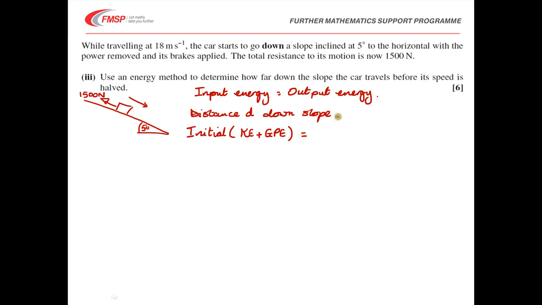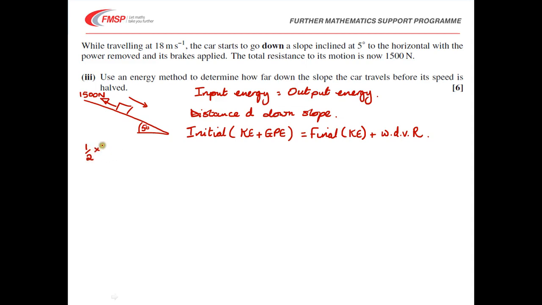We've also, on the other side, got final kinetic energy because it is still moving, but our gravitational energy has all been converted. We also lose energy to resistances, so we've got work done against our resistances going on as well. So let's substitute some values into there. Kinetic energy is going to be half mv squared.